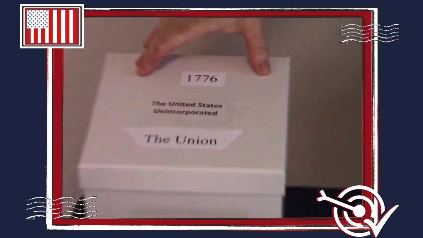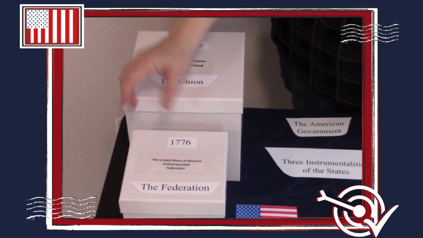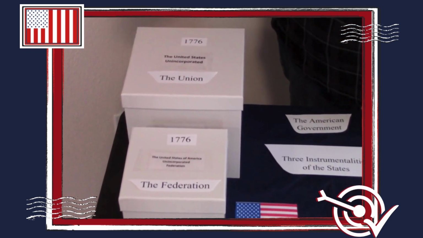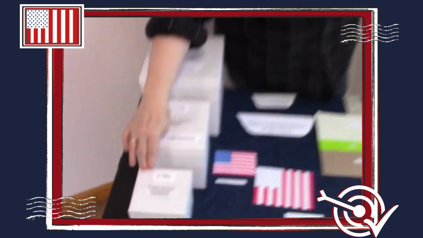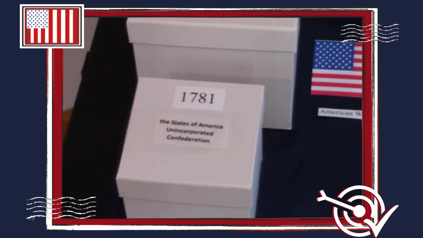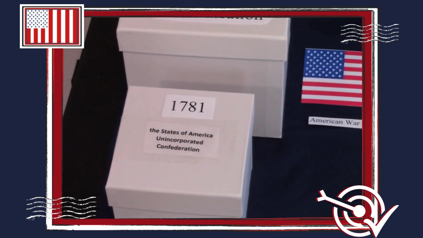Both the United States Unincorporated and the Federation have been in session since 1776. In 1781, the Confederation disappeared. It ceased to function and became inoperable because they no longer had a quorum to conduct business when the Southern state-of-state organizations walked out. So these are instrumentalities of the states.